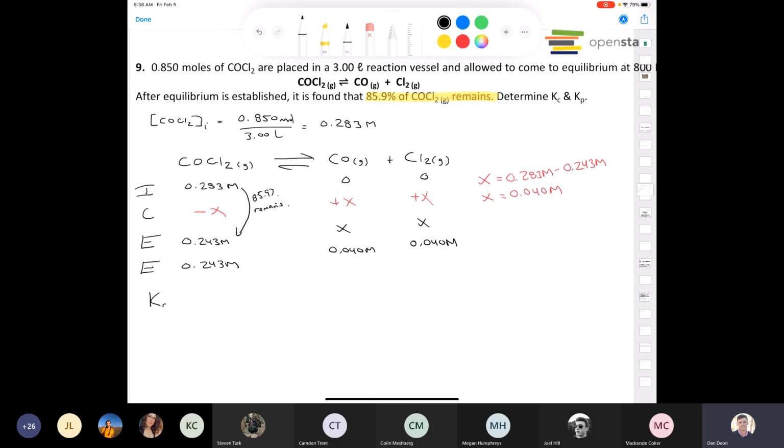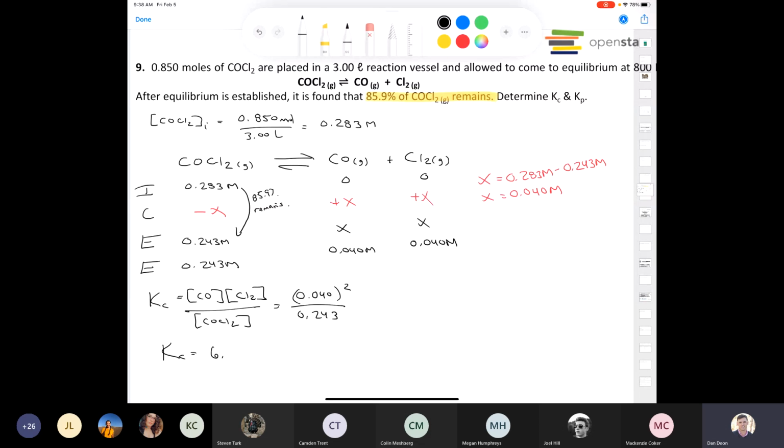We can say that Kc is equal to the concentration of CO, carbon monoxide, times the concentration of chlorine divided by COCl2, and we get that Kc is equal to 0.040 squared divided by 0.243. You punch that in your calculator. It's got no units, right? We don't report a unit for our Kc or our Kp, and we get 6.